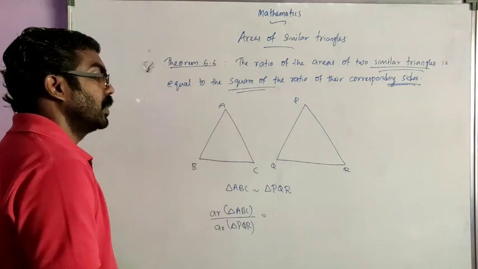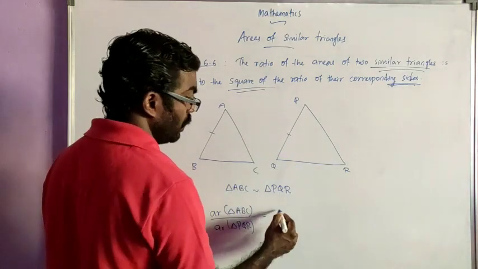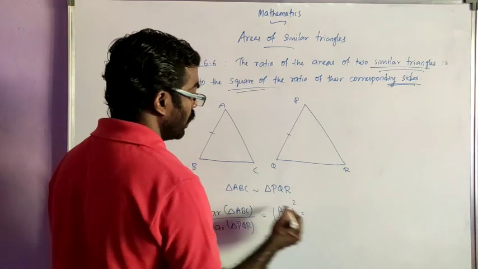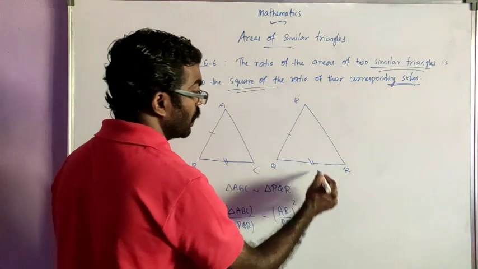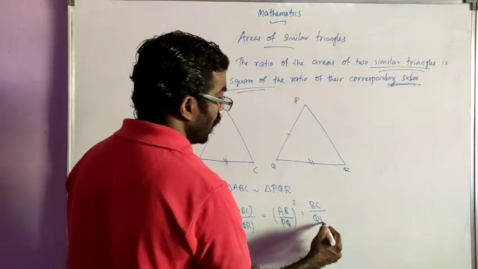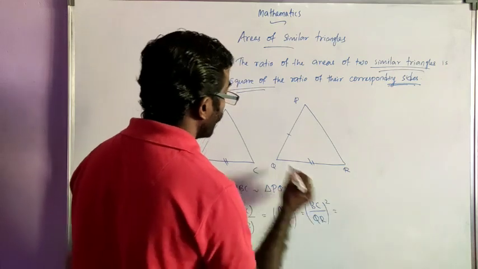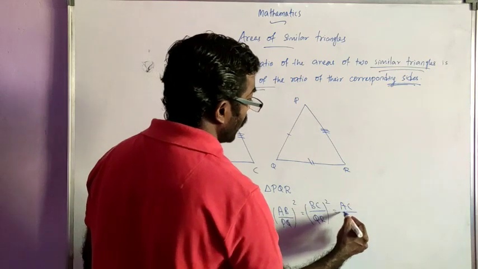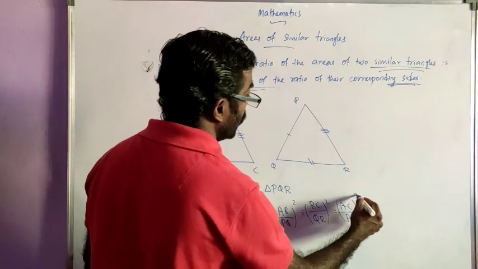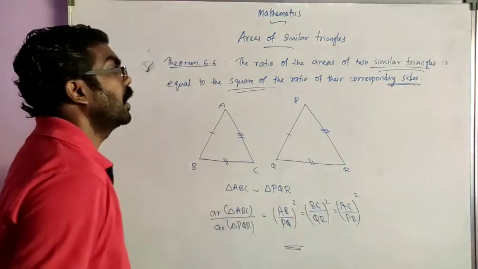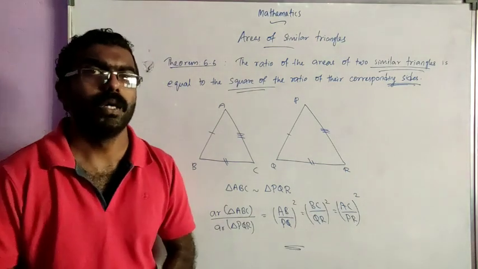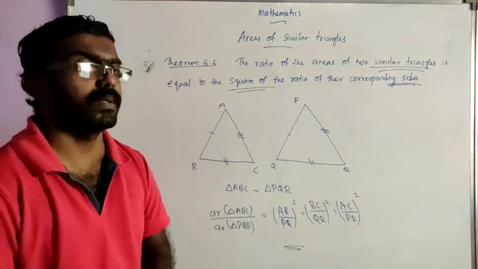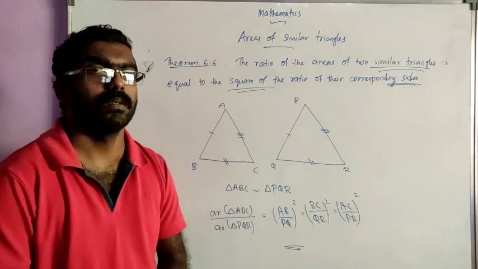Here the ratio of the corresponding sides are AB by PQ, so AB by PQ the whole square, and that will be equal to the next corresponding sides BC and QR, so BC by QR the whole square, equal to the third side AC and PR, so AC by PR the whole square. This is the theorem. The ratio of the areas of two similar triangles is equal to the square of the ratio of their corresponding sides.